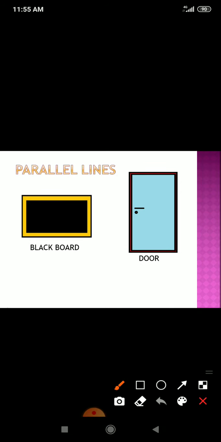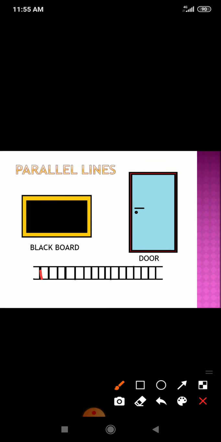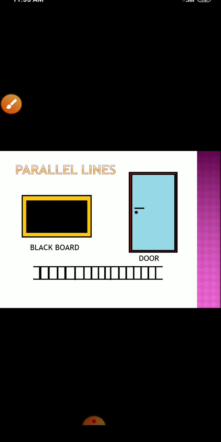Now you can take some more examples, like this door. In the door also these opposite sides are parallel. Then in the next, a ladder, you can see so many small lines are there. These all are parallel to each other. Even these two lines are also parallel to each other. Why? These all are at the same distance and never meet each other. You can take the example of a railway line also.